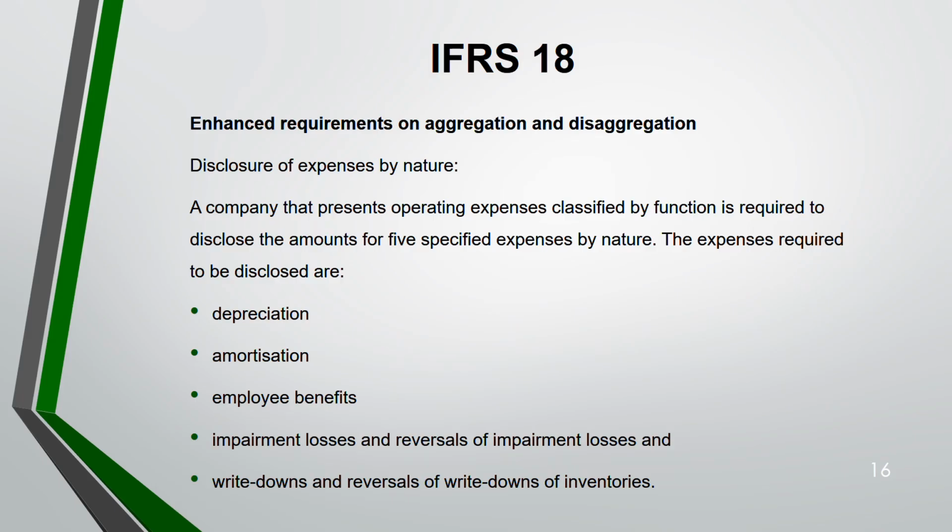Because sometimes what happens when you present by function, you don't know what is the expense of depreciation by looking at the function. That depreciation expense is inside some other category or employee benefit like that. So in order to get this, you need by nature. So how will you get it? You can't present by two categories. Write it in the notes.